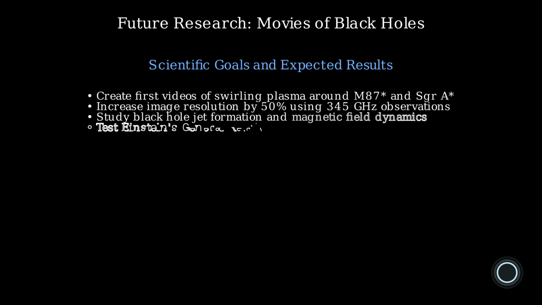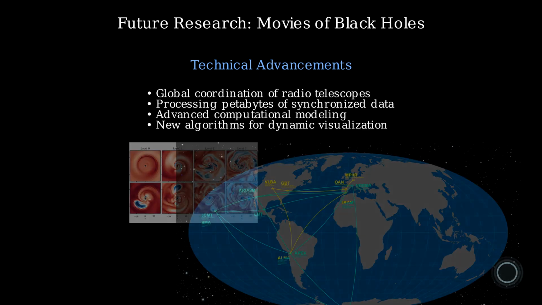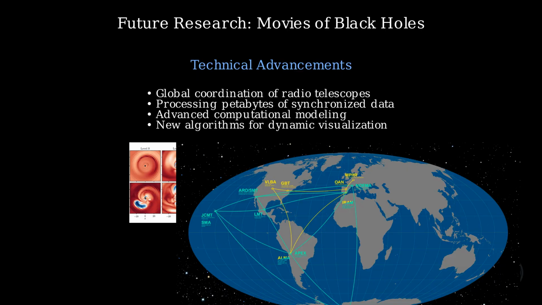Researchers aim to create the first videos of swirling plasma around supermassive black holes, increase image resolution by 50%, study jet formation, and test Einstein's theories in extreme conditions. Creating movies of black holes requires significant technical advancements. These include global coordination of radio telescopes, processing petabytes of synchronized data, advanced computational modeling, and new algorithms for dynamic visualization.